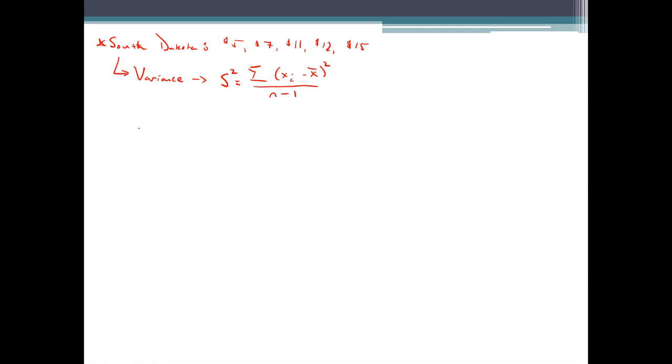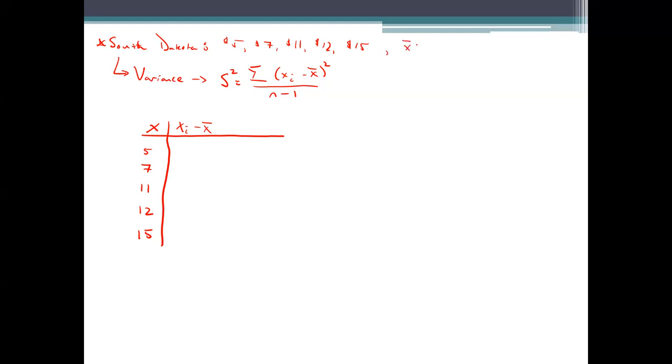Okay, so to do this by hand, I'm going to show you how to do this with a table. You're going to start your table and create a column called X. What this is going to do is list all your X values: 5, 7, 11, 12, and 15. Then you're going to look in the formula. The first thing you need to do is take each X value and subtract away the mean, X bar.